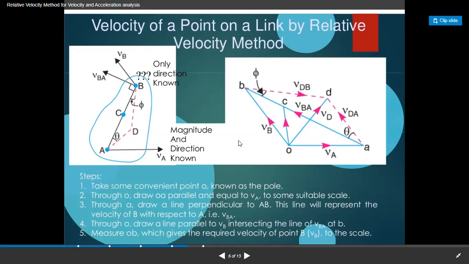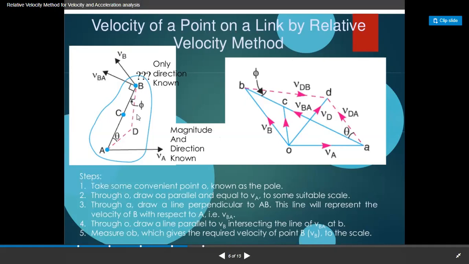So the next step is to locate point C. Now see, the point C is on link AB. So in the velocity diagram we can find that point C is on AB, right? Now we just have to find the direction of VC, the direction of the velocity of C, which is the absolute velocity of C, right?